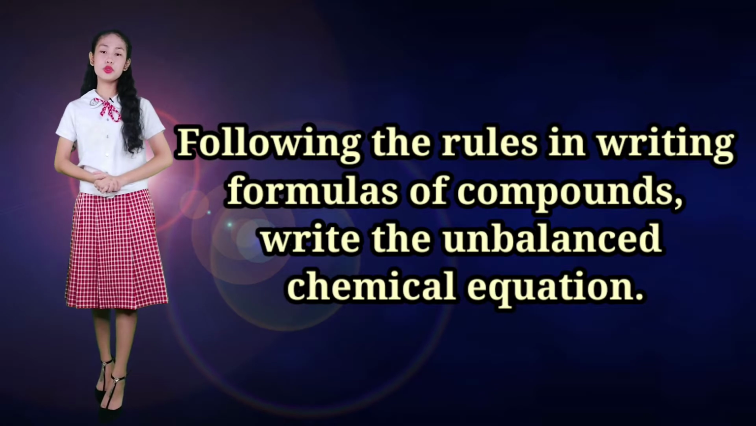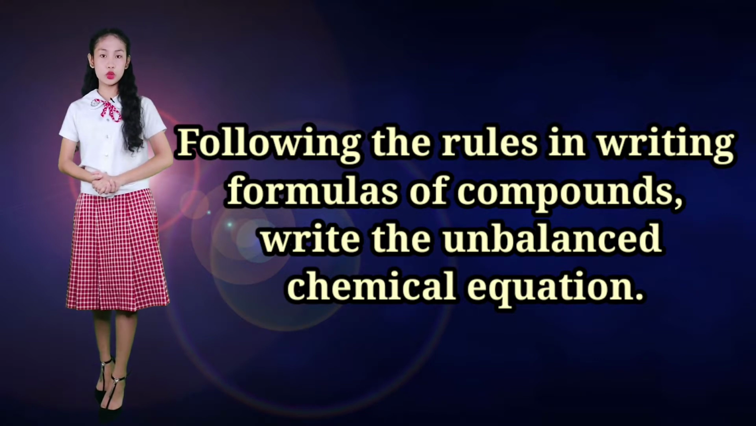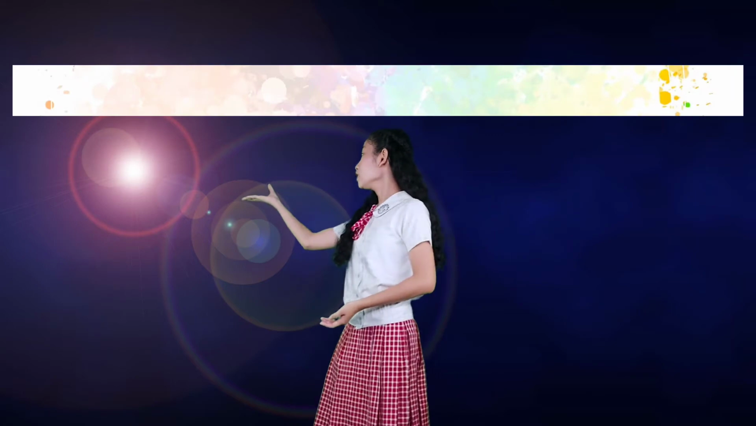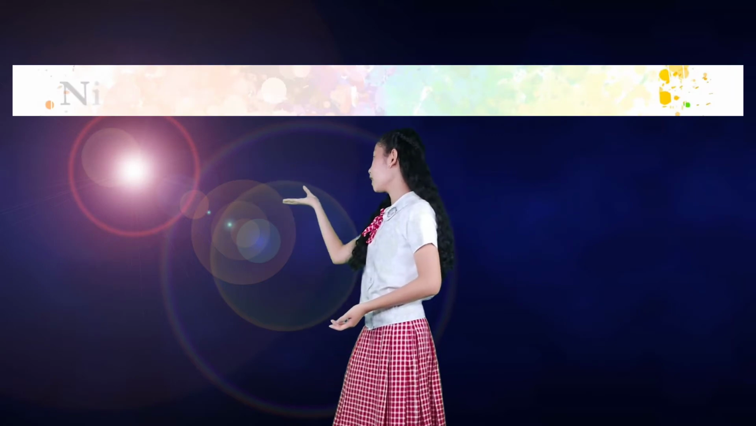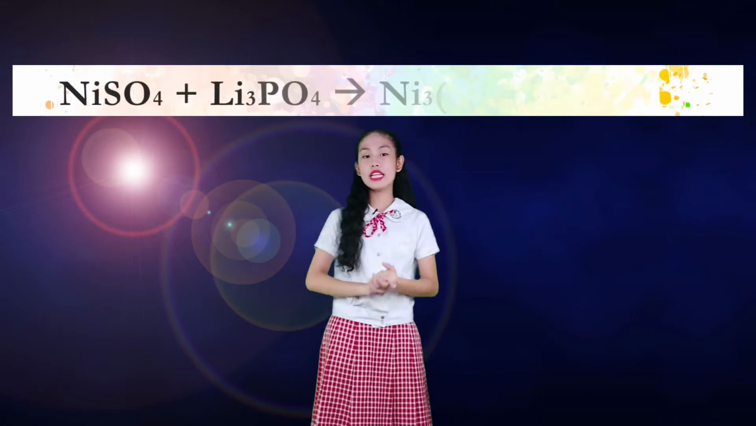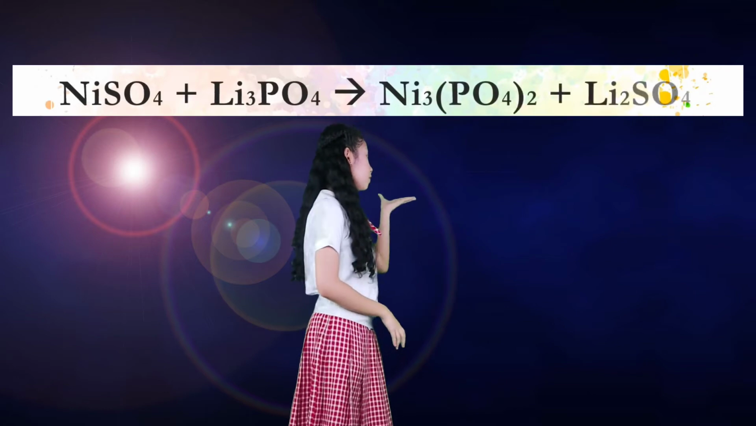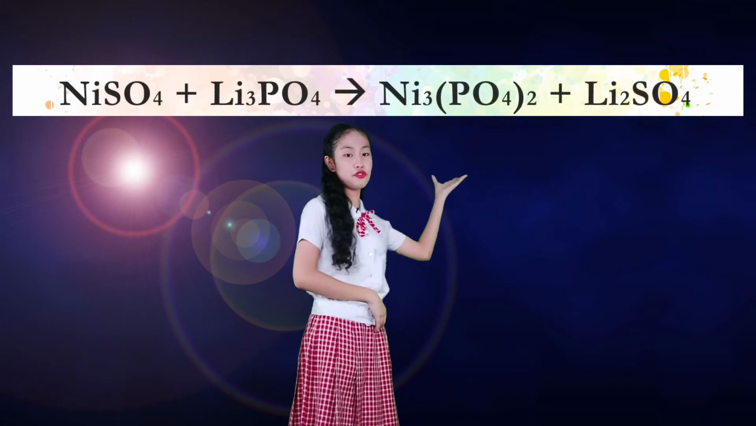In balancing a chemical equation, we should apply the law of conservation of mass. Let us have an example. Following the rules in writing formulas of compounds, write the unbalanced chemical equation. Nickel sulfate reacts with lithium phosphate and yielded nickel phosphate and lithium sulfate.